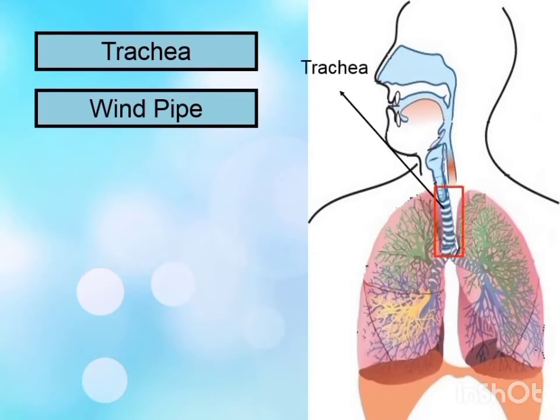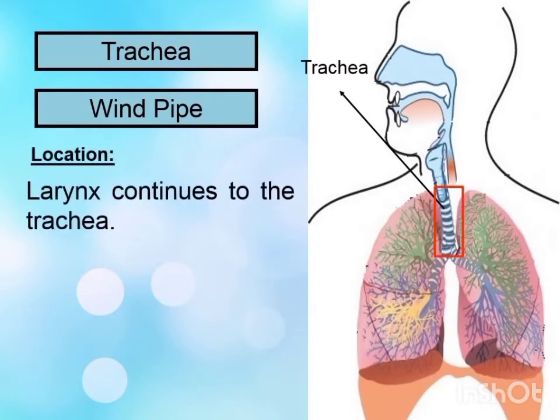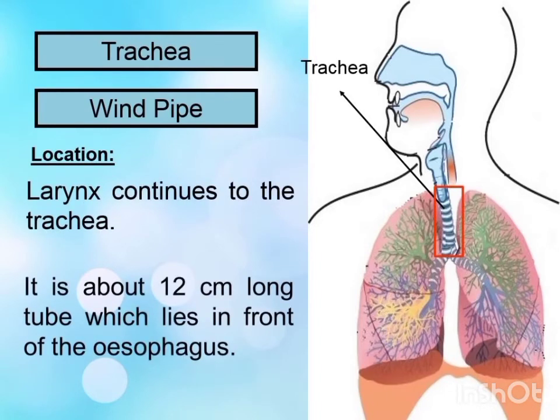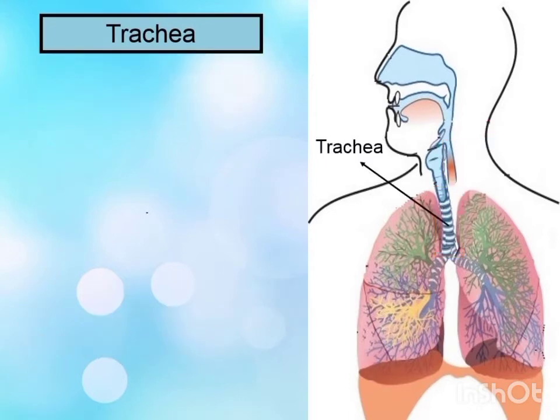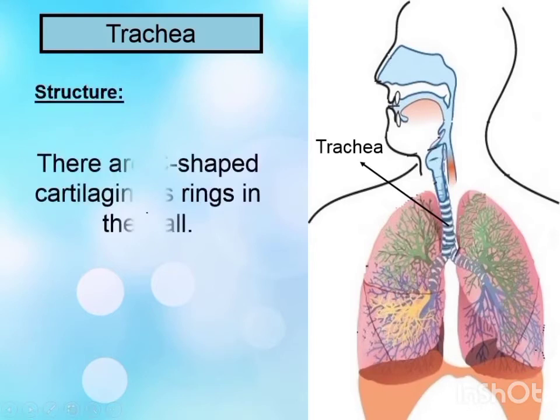Trachea, the windpipe. The trachea is located just beneath the larynx. It is about 12 cm long tube and it lies in front of the esophagus. Esophagus is a food pipe. Esophagus is present at the back of the trachea. This is the food pipe, and the trachea lies just in front of the food pipe.